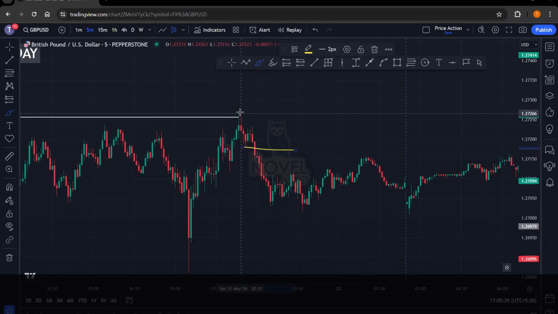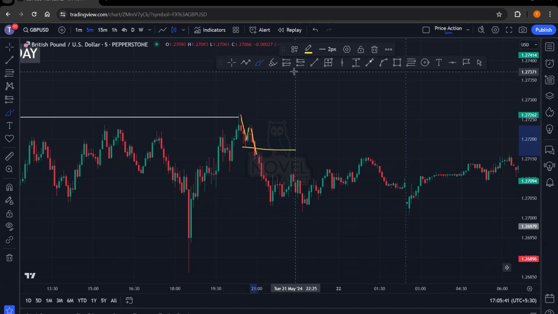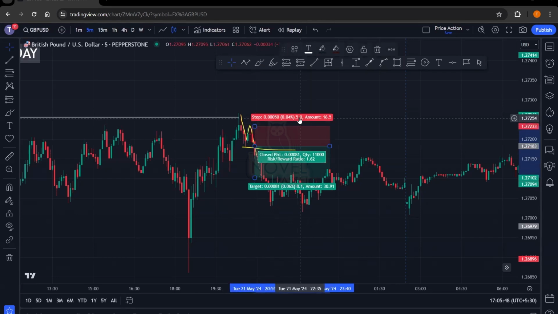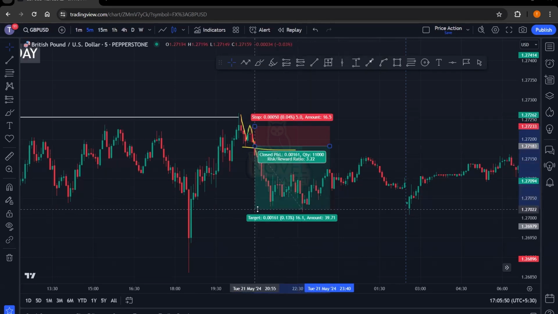This is a very good support where the price took out another support in the market and then started moving downside, giving us a signal of bearish price action. So you need to take the entry straight from here, putting your stop loss over here. This is, I think, a 50 pip stop loss, and you need to take 1:3 as your target.